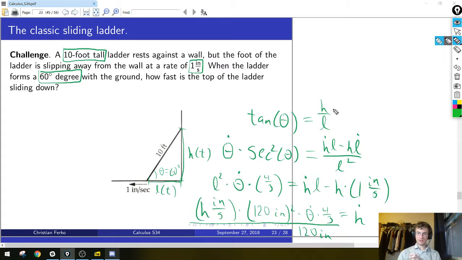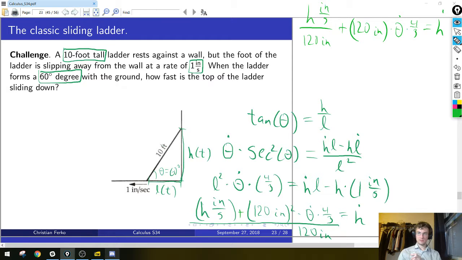There we go. So when I make this a plus, this should really be h inches per second divided by 120 inches. And then in the second term, now we can cancel the 120 upstairs and downstairs, right? So that should be 120 inches times theta dot times 4/3. And that whole thing is equal to h dot.